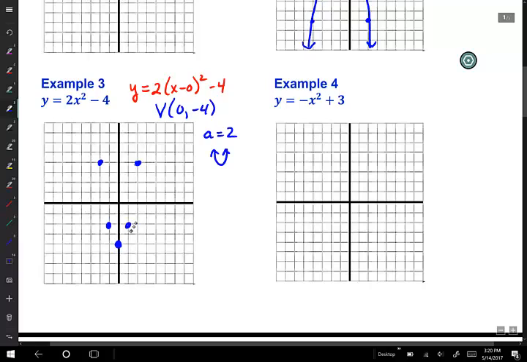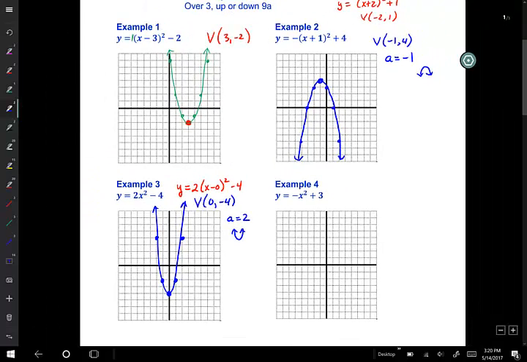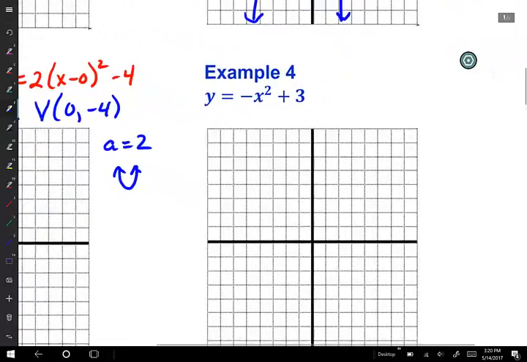But that is off the graph. And so we have our graph right here as we're sketching this. Now, just comparing these to the first two, you'll notice that this graph is skinnier, and that is because the value of a is further away from 0. All right, example 4.